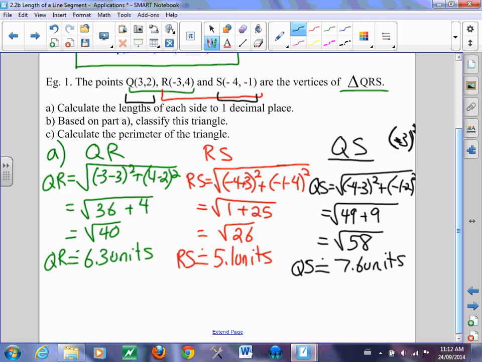Now it says for part B, based on part A, classify this triangle. We have 3 different types of triangles that are identified by their lengths. An equilateral has all sides the same. An isosceles has 2 sides the same, and a scalene has no sides the same. So looking at this, ladies and gentlemen, notice we have a scalene triangle because all 3 lengths are different.